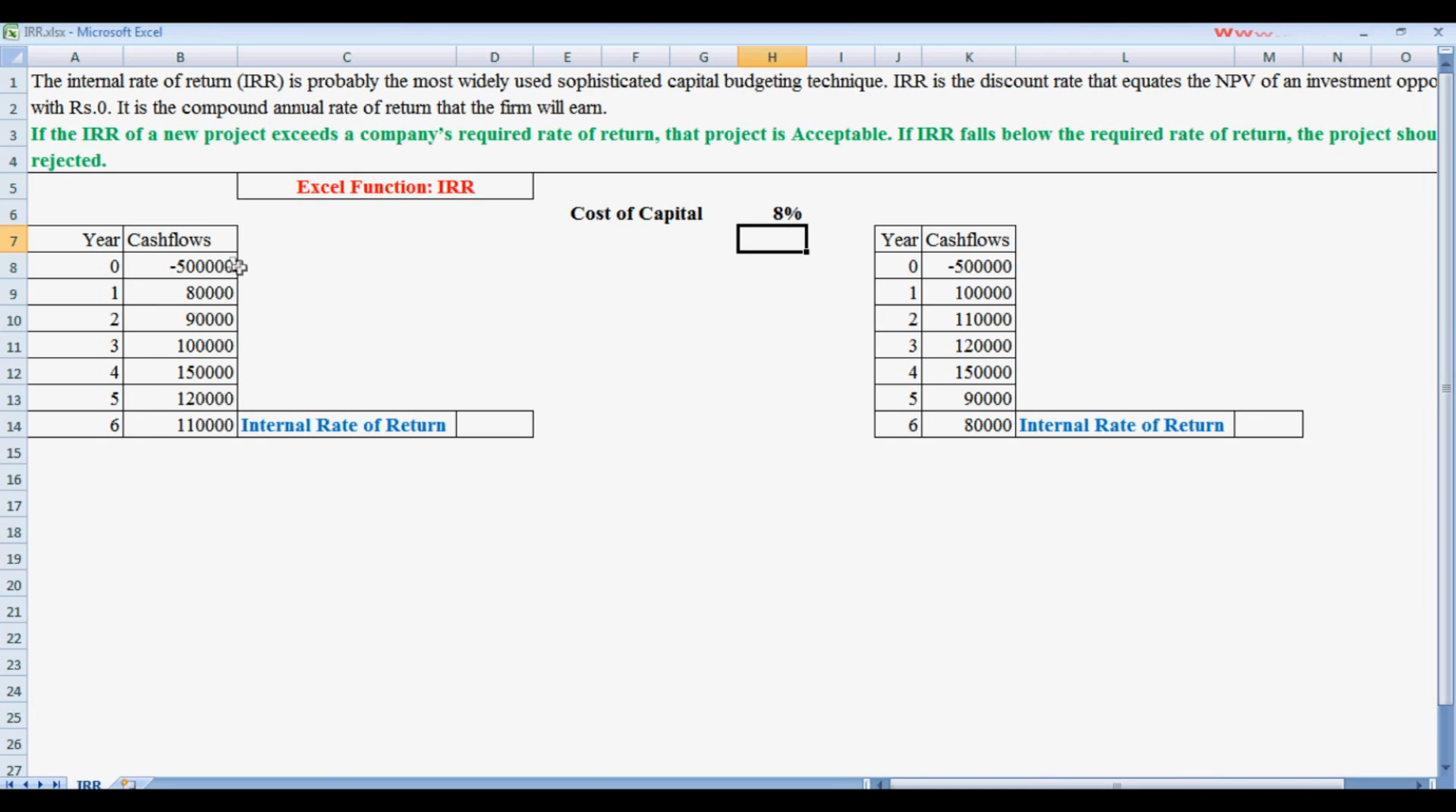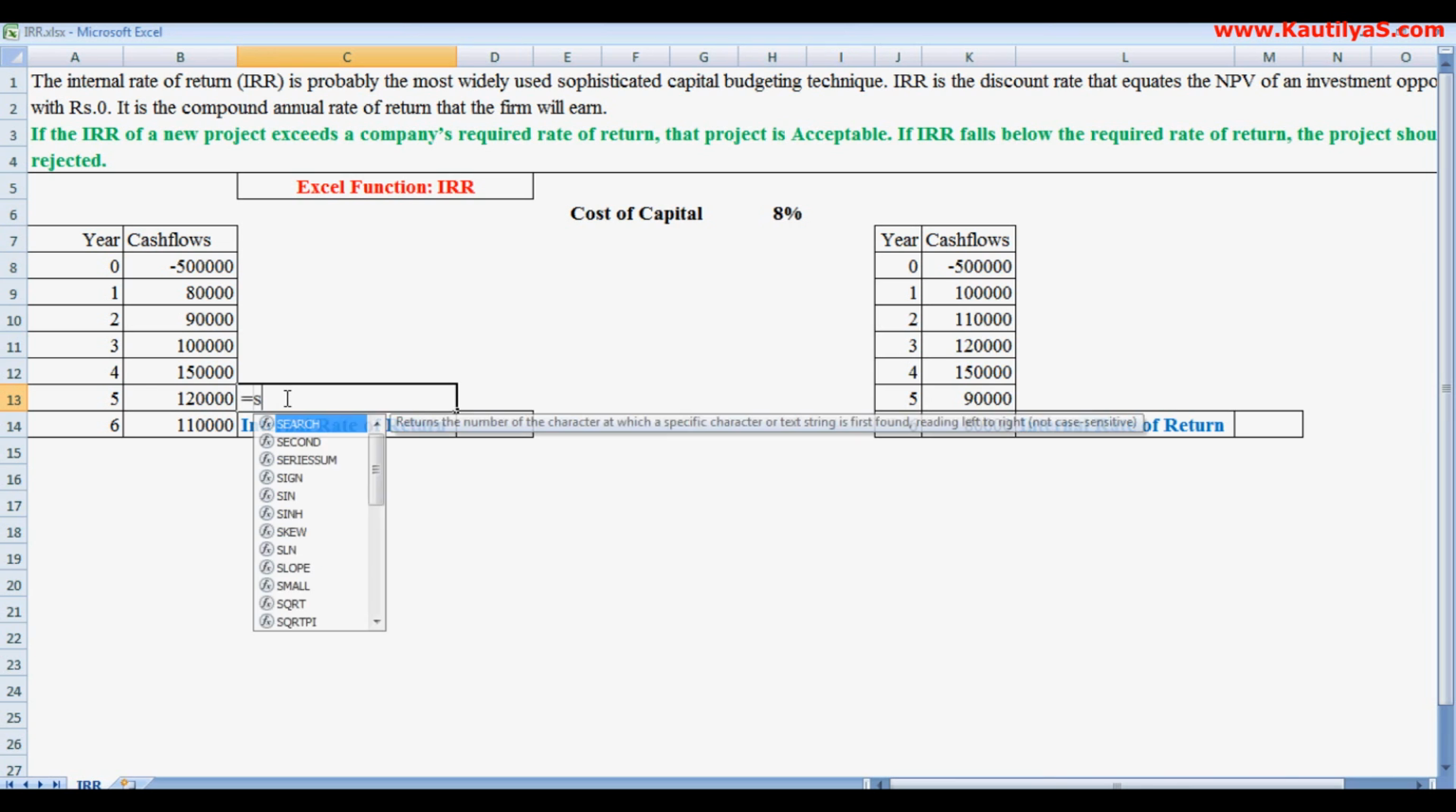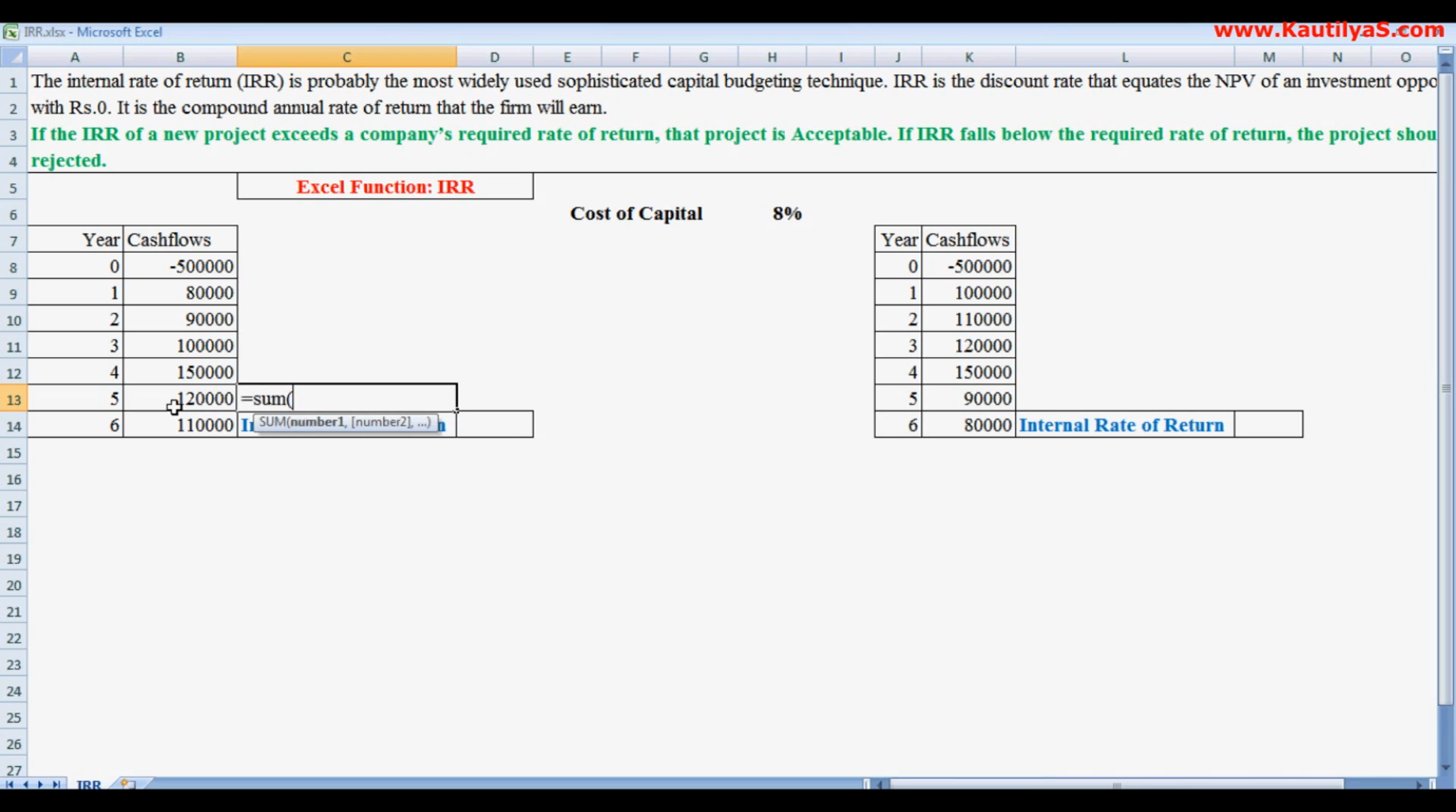We are trying to evaluate two projects, project A and project B. Here are the cash flows. In both projects, we are making an investment of 5 lakhs. Here is a stream of cash flows. First we see the total cash flows from each project, equals sum of cash inflows.